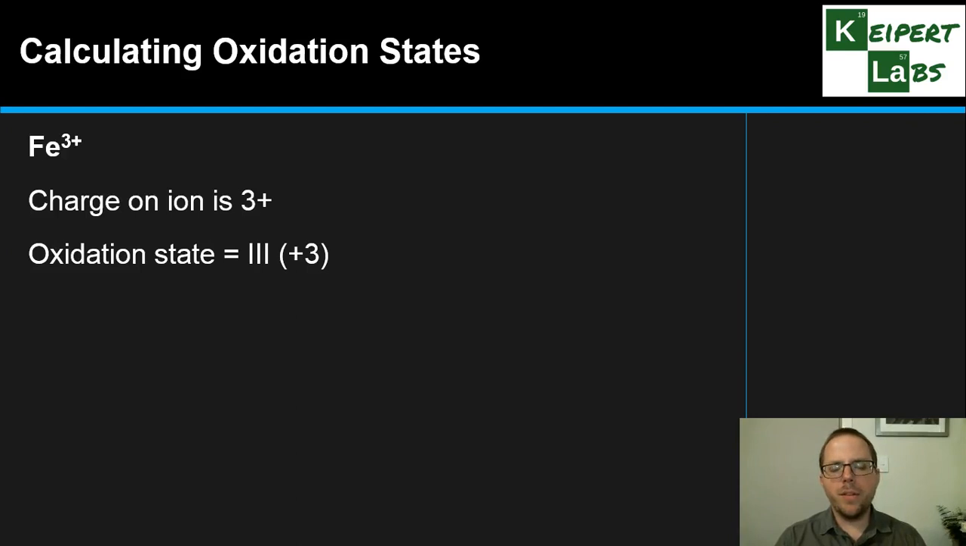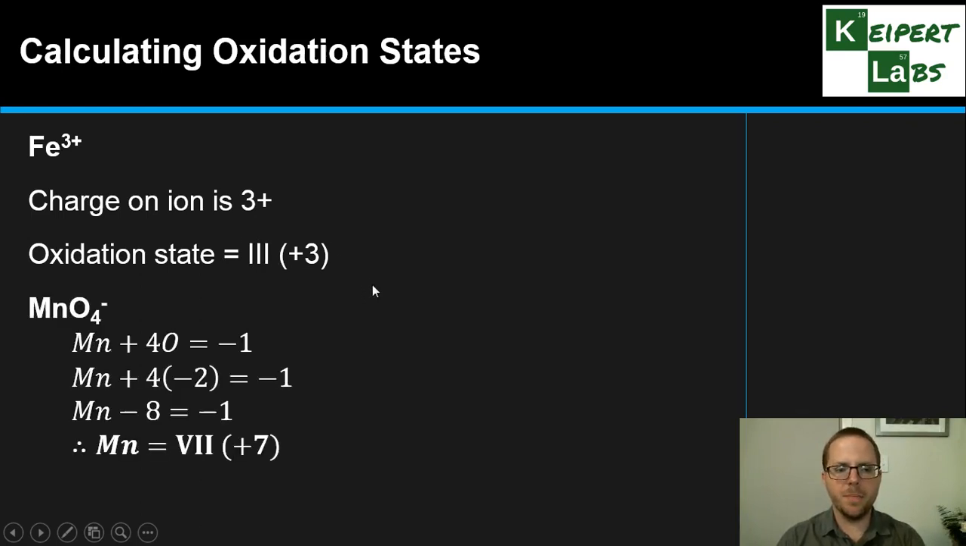Okay, so if we have a look at Fe3+, the charge on that ion is 3+, so therefore its oxidation state is 3. When it's a positive Roman numeral, we're not writing plus. We will write a minus if it is minus, but in this case we're just going to write 3, so +3 in brackets as an integer.